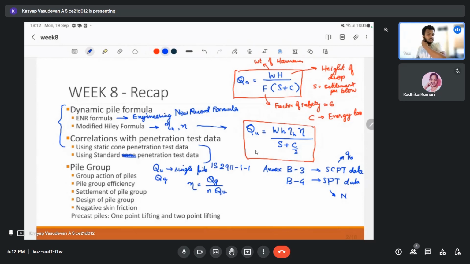If you multiply this by 100, we will get the efficiency in percentage. So this is the idea behind finding the efficiency of the pile group.